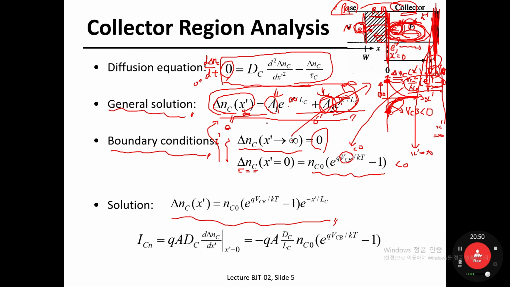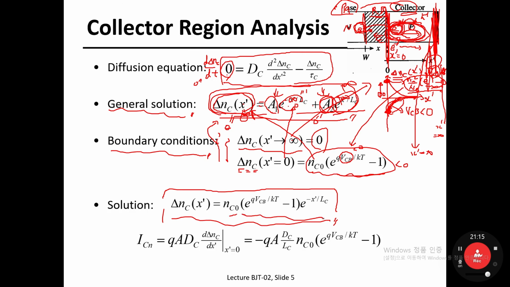And A1 can be simply obtained by plugging in the x prime as 0 value. Okay, exponential to the 0 is equal to 1, right? So A1 times 1 is equal to what? Yes, this guy, right? Because x prime is 0, the whole value is identical to here. All right, so the specific solution for the minority carrier diffusion for the collector region is this, okay?